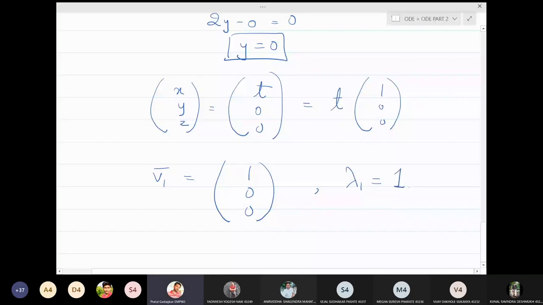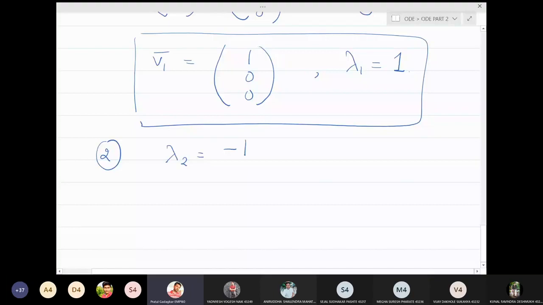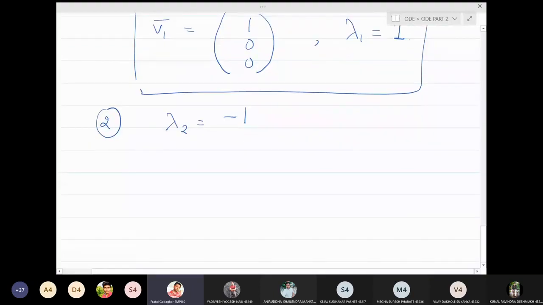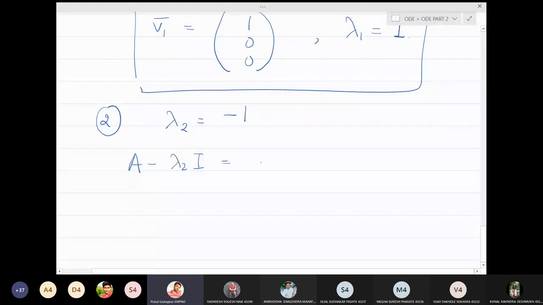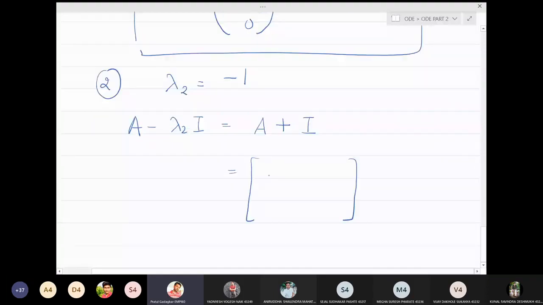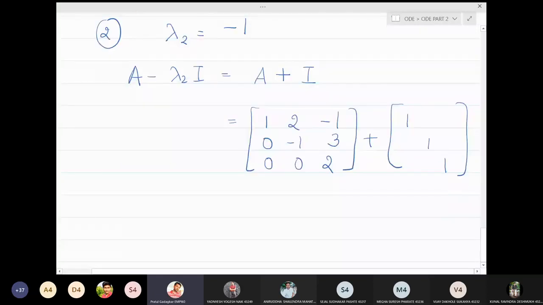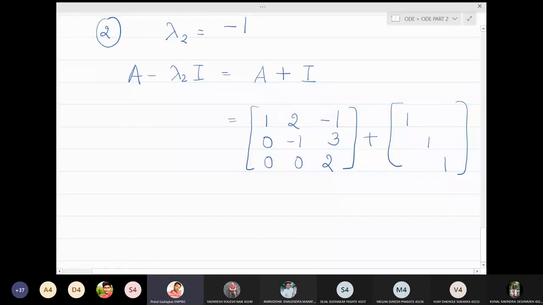Let us go to the second eigenvalue, which is minus 1. Let us see what the eigenvector for minus 1 is. When you consider A minus lambda 2 I, minus and minus become plus, so it is A plus identity. A is [1 2 -1; 0 -1 3; 0 0 2], plus the identity matrix with 1 on the diagonal and 0 elsewhere. When I add this, I get [2 2 -1; 0 0 3; 0 0 3].